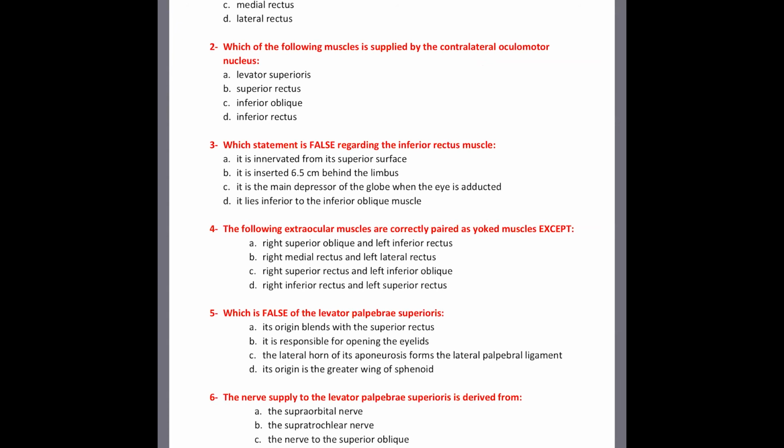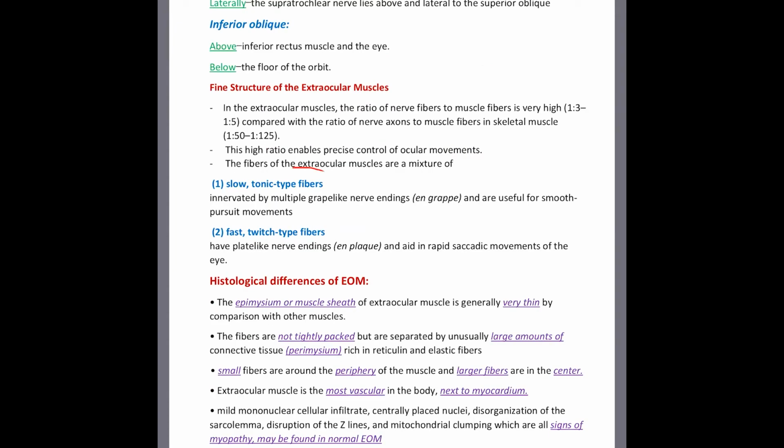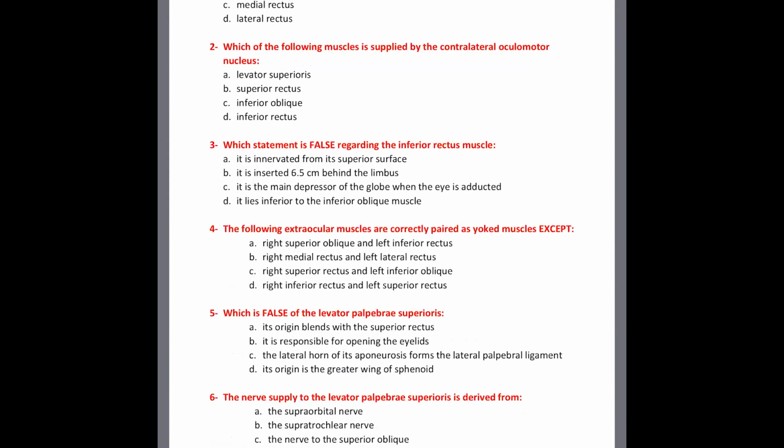Okay, here in this one, the slow or tonic type fibers are unique for the extraocular muscles, but the first one is present elsewhere, in the skeletal muscles. But the slow one or tonic one is unique for the extraocular muscles. Okay, is it easy? Yes.